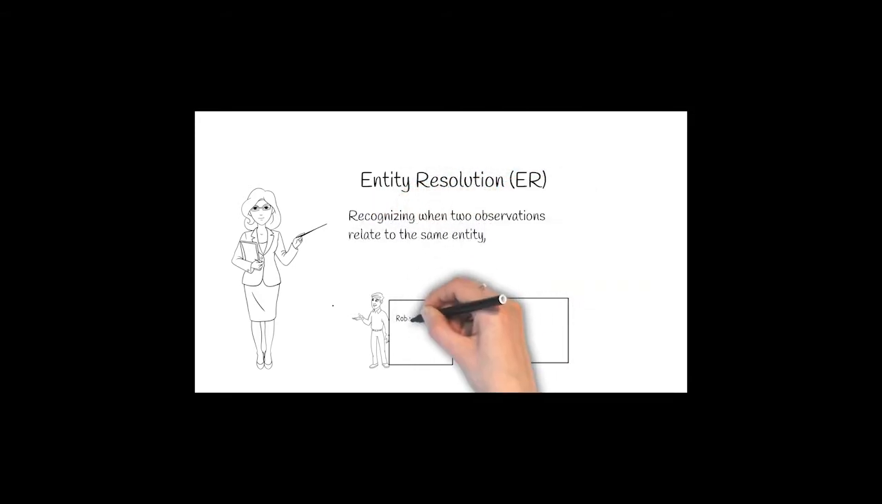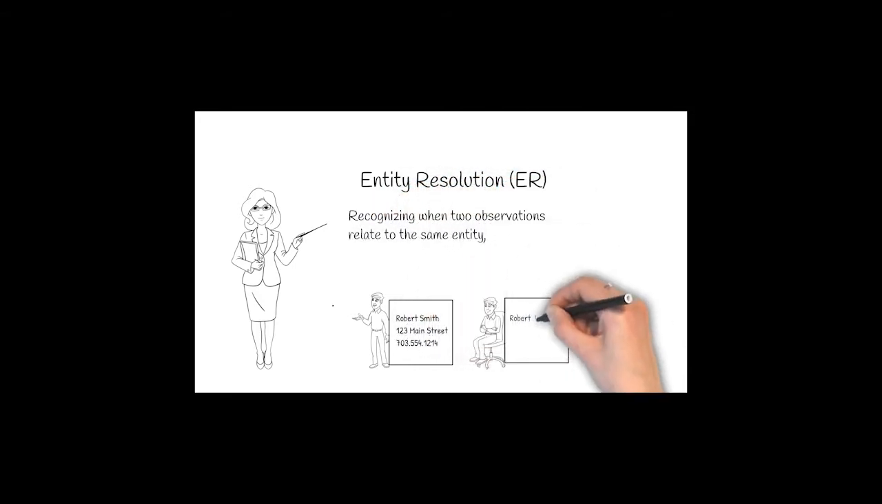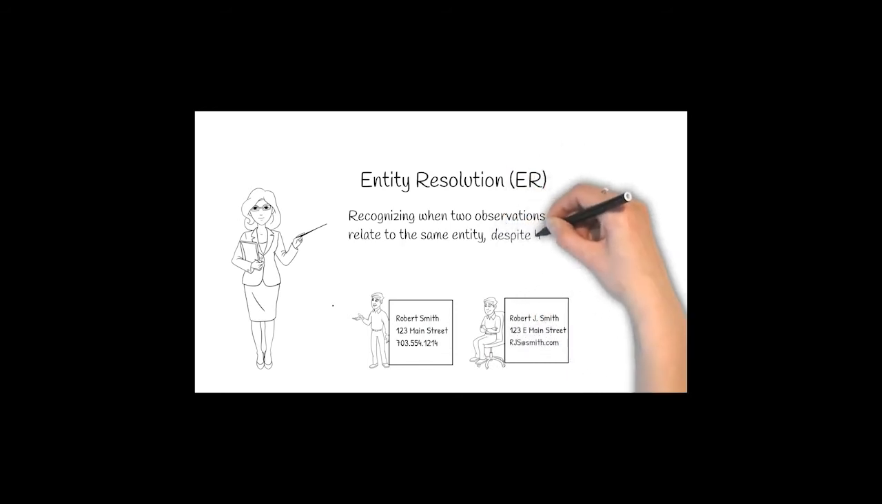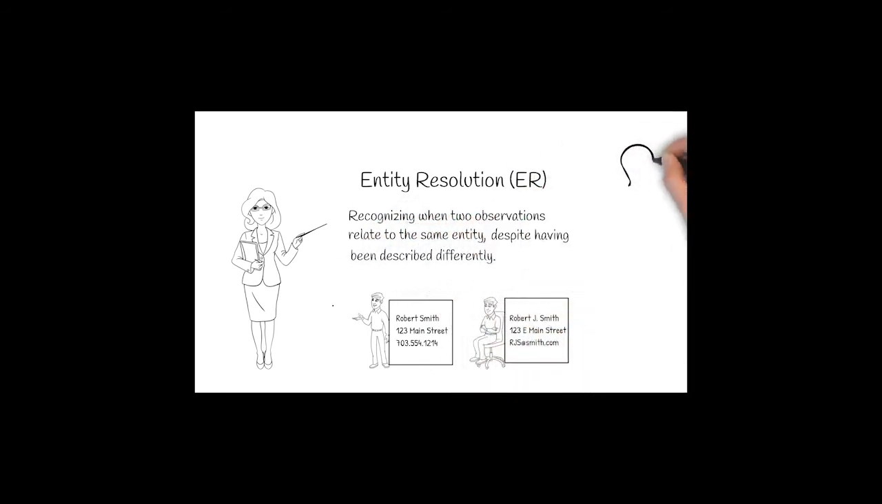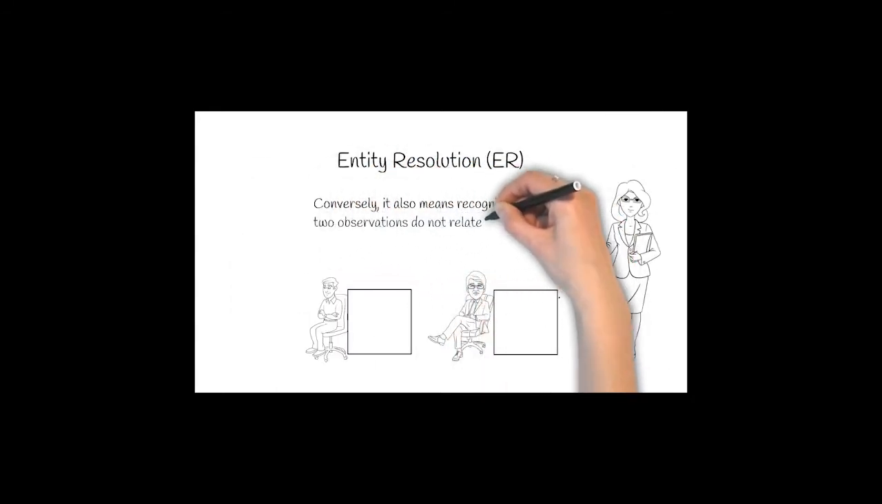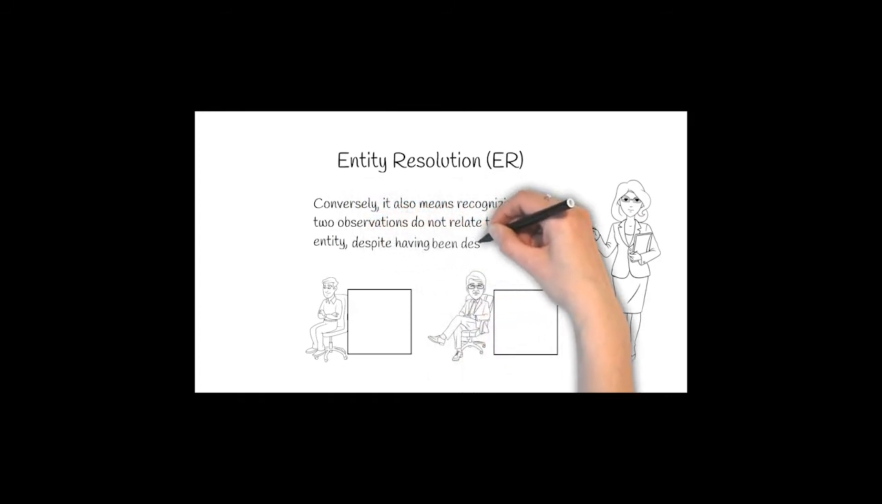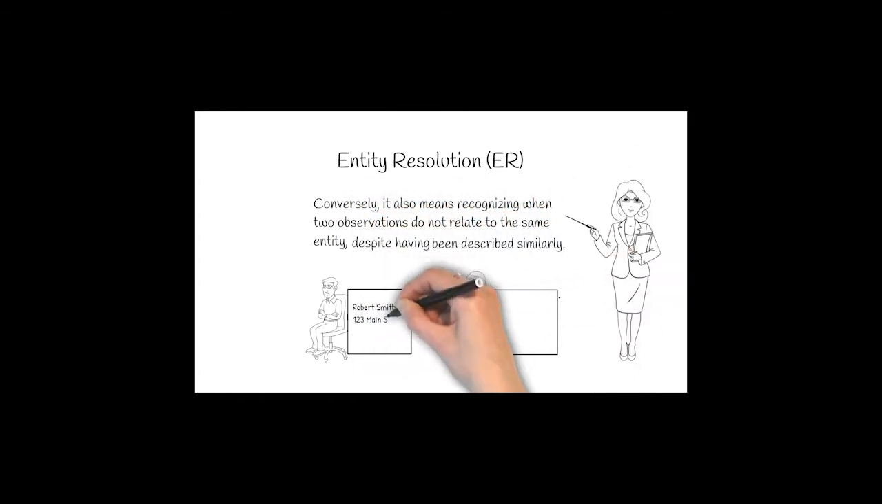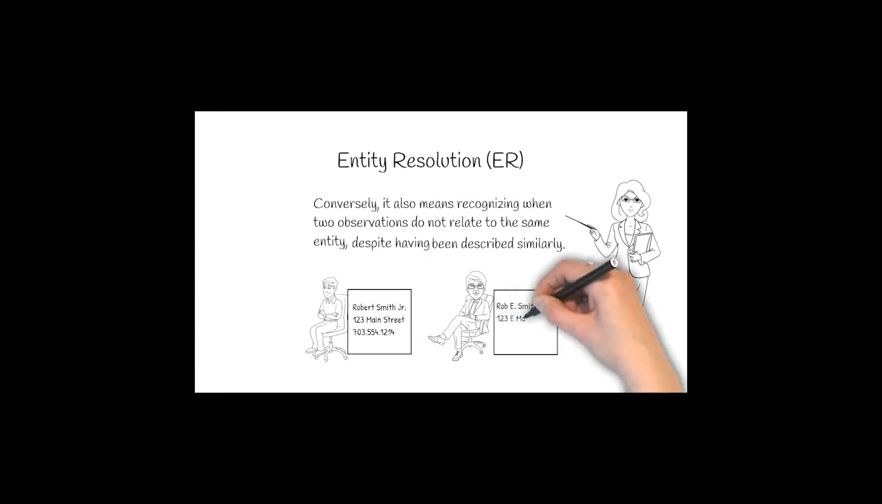Entity resolution is recognizing when 2 observations relate to the same entity, despite having been described differently. Conversely, it also means recognizing when 2 observations do not relate to the same entity, despite having been described similarly.